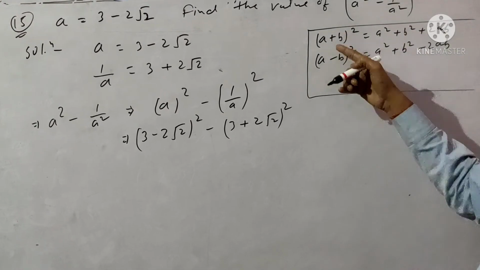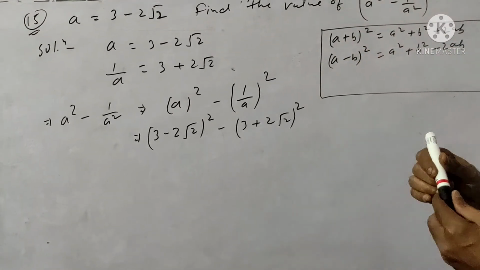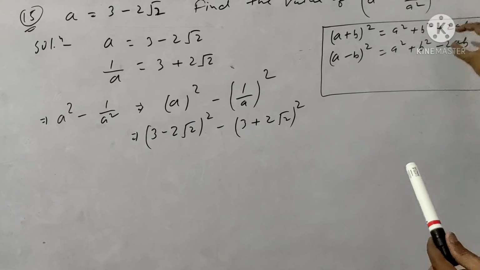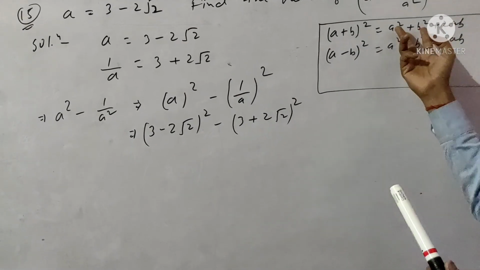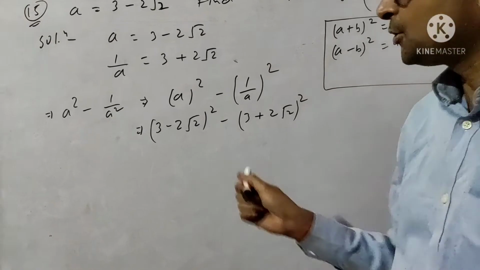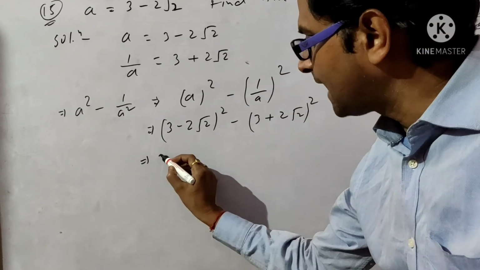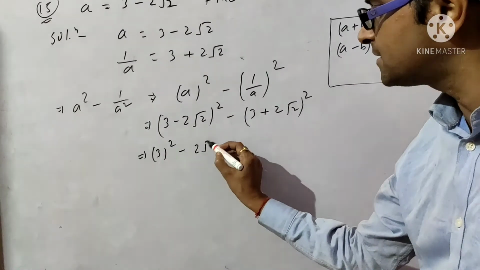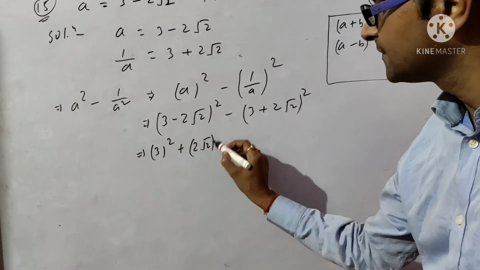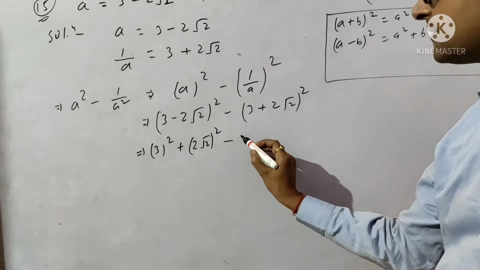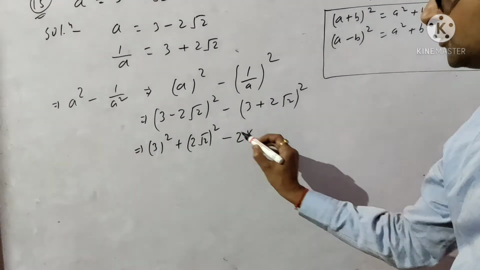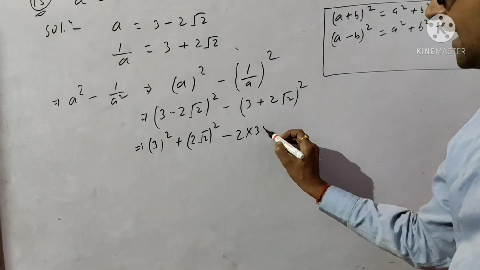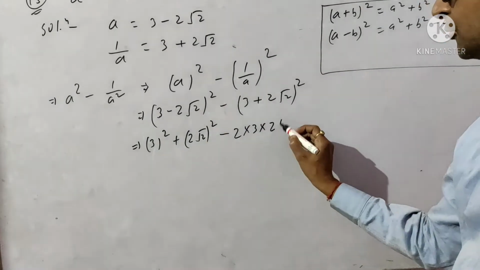There is only one difference between (a plus b) squared and (a minus b) squared: here is the plus 2ab and here is the minus 2ab, and both are the same. Okay, so write down here (3 minus 2 root 2) whole squared, that means a squared plus b squared minus 2ab. So 2 into a, the a value is 3 and the b value is 2 root 2.